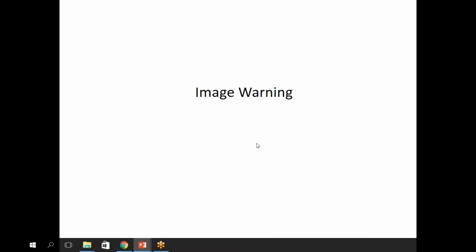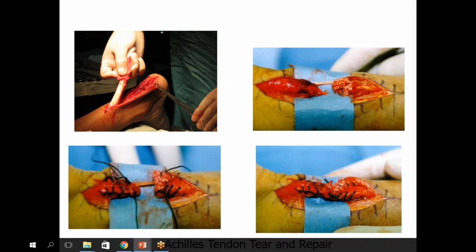Oh, this is for the weak stomachs. This here's our image warning. This is going to be, I believe, the Achilles tendon rupture. So this here's the Achilles tendon. This here's the foot hanging off the table. This was the actual rupture. So what they have to do is fillet it basically open and strip any frayed fragments off the tendon. This here's a partial rupture that you can see here. So what you have to do is start stitching the things back together. Then basically you stitch it crossways to get a solid thing, and then you stitch these two together.